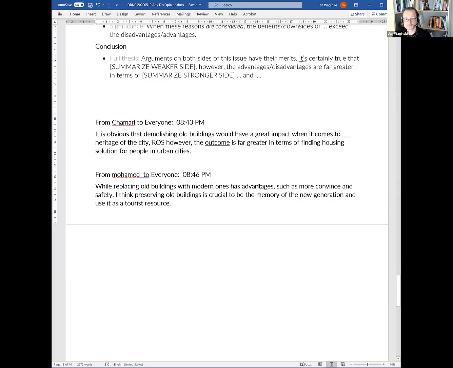While replacing old buildings with modern ones has advantages such as more convenience and safety, I think preserving old buildings is crucial to be the memory of the new generation and use it as a tourist resource. Okay, good. I think preserving old buildings is crucial to be the memory of the new. That's a bit awkward. And I think preserving old buildings is crucial. What is another word we can use for preserving?